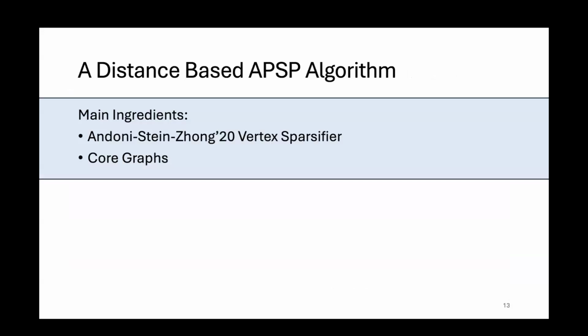For the remainder of this talk, I want to jump into the details of our APSP algorithm, since even though we give strong guarantees, I think it's also instructive to see the inner workings because they are quite different from previous approaches and arguably simpler. The main ingredients are distance-based and can be broken down into the Andoni-Stein-Zhong vertex sparsifier and core graphs. Core graphs have been driving a lot of the recent progress on flow algorithms.